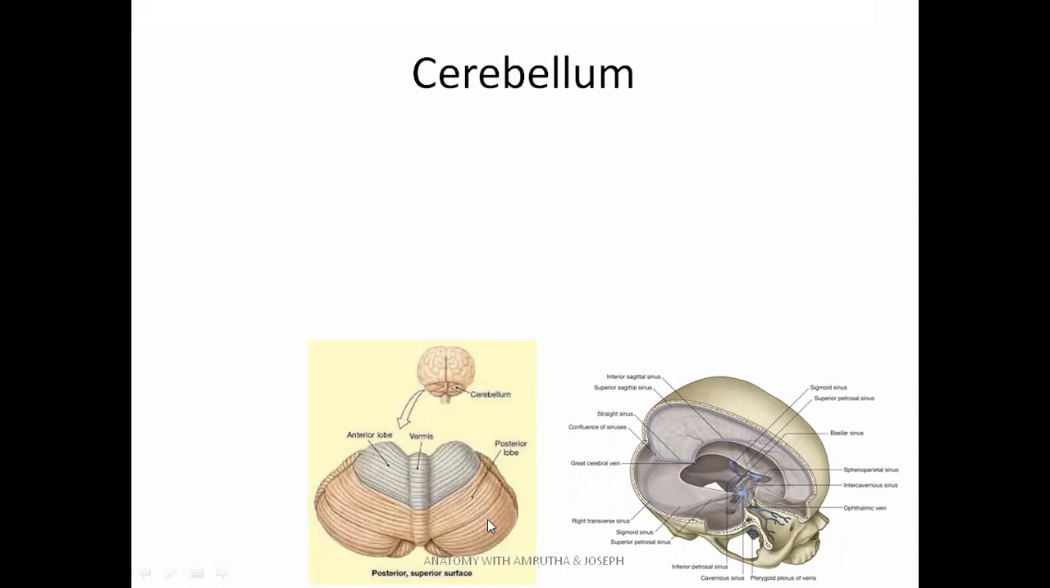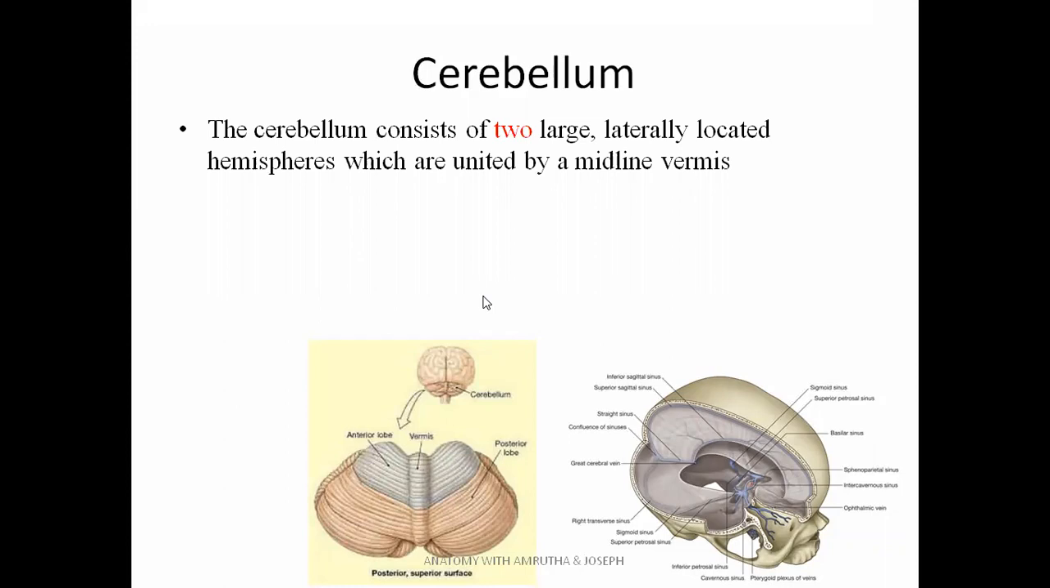So this is the structure. This is how the cerebellum looks. You can see the posterior aspect of the brain. You can see the cerebellum here, and this is how it looks. This is a superior view, posterior aspect and superior view, right? So this is a posterior aspect, anterior aspect, and this is the superior view. So this is how it looks.